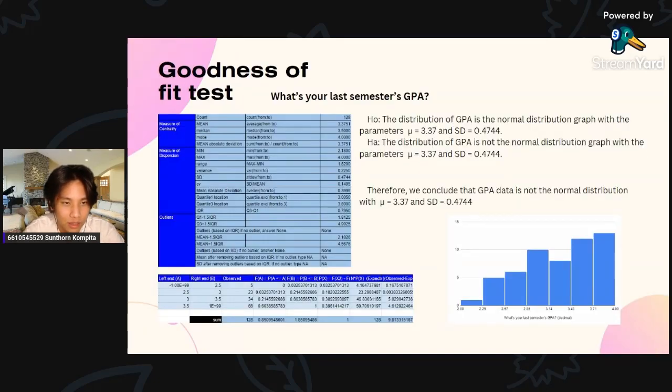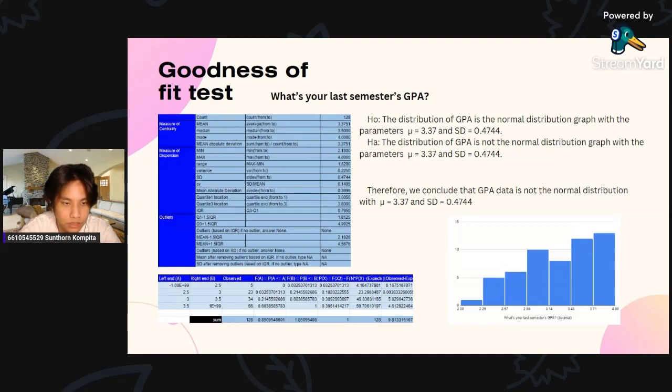For our goodness of fit test, the first question that we picked is: what's your last semester GPA? For the hypothesis, we hypothesize that the distribution of GPA is a normal distribution, and for the null hypothesis, we assume that the distribution of GPA does not follow the normal distribution.